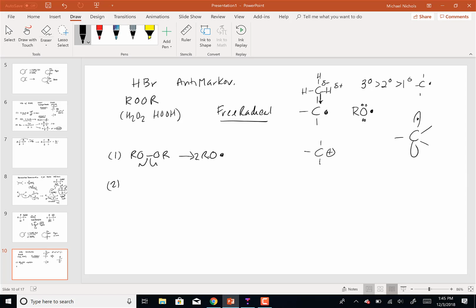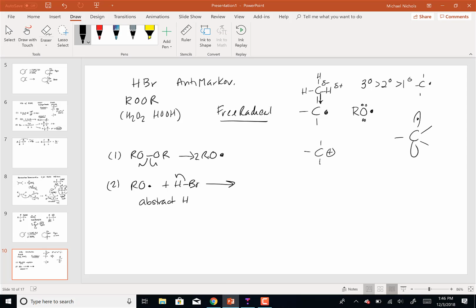Okay, so I make my alkoxy radical. Now my alkoxy radical reacts with an HBr molecule. And what radicals like to do is abstract hydrogen atoms. That's what radicals do. And most of the time that's bad. But this radical is going to come in and it's going to abstract this hydrogen.